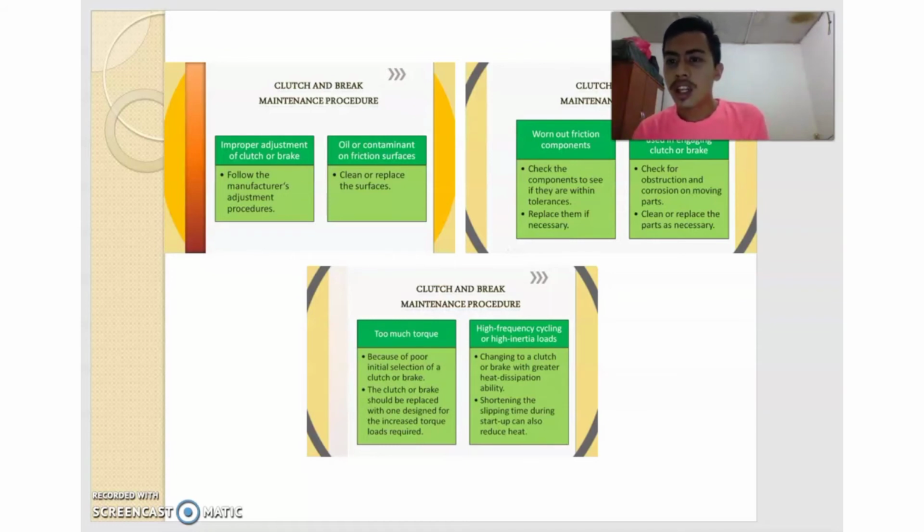For worn out linkage or parts used in engaging clutch or brake, what we need to do is to check for obstruction and corrosion on moving parts, or we can clean or replace the parts as necessary. And for too much torque, because of poor initial selection of a clutch or brake, the procedure is the clutch or brake should be replaced with one designed for the increased torque loads required.